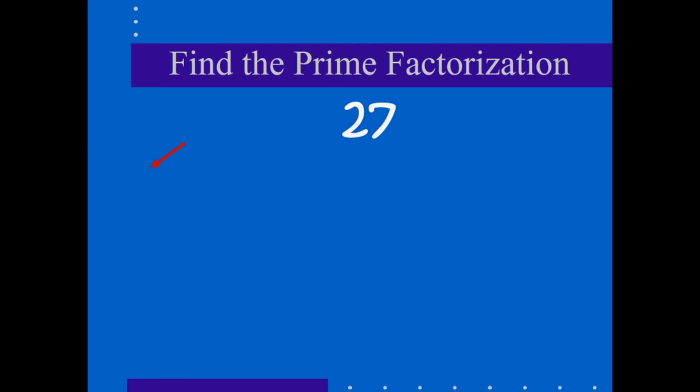Next, 27. 27, it is divisible by 3. What number that you will multiply by 3? The answer is 9. 3 times 9 equals 27. 3 is already a prime number. How about 9? Is it a prime number? No. It is a composite number. So we need to factor.